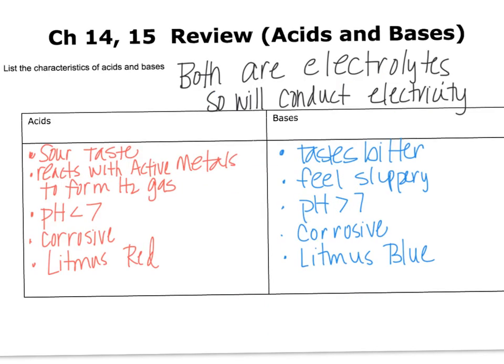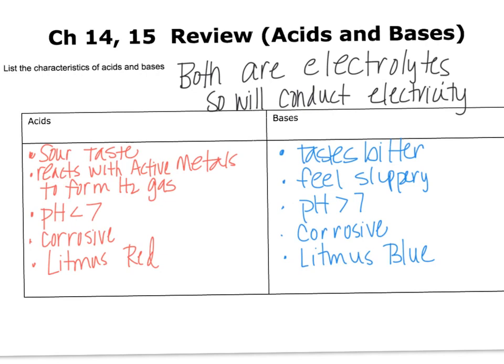So let's talk about the characteristics of acids and bases. Both are electrolytes, so they will conduct electricity. If they are strong acids or strong bases, then they are a strong electrolyte. If they're a weak acid or a weak base, they will be a weak electrolyte. But nonetheless, they're both electrolytes.